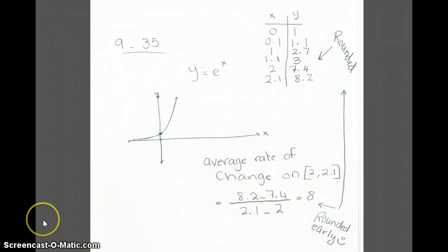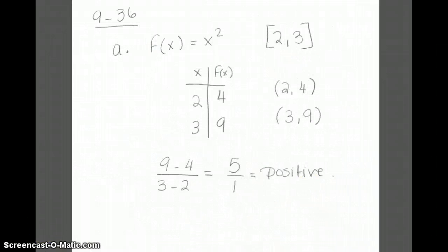Now I want to talk to you about another problem which also has something to do with slopes. So notice in this video I'm just talking about slopes here. Problem 936. They gave you also A, B, C, D, E, F, and for A they said, well, this is the function and I want from the interval 2 to 3. So on the interval from 2 to 3.